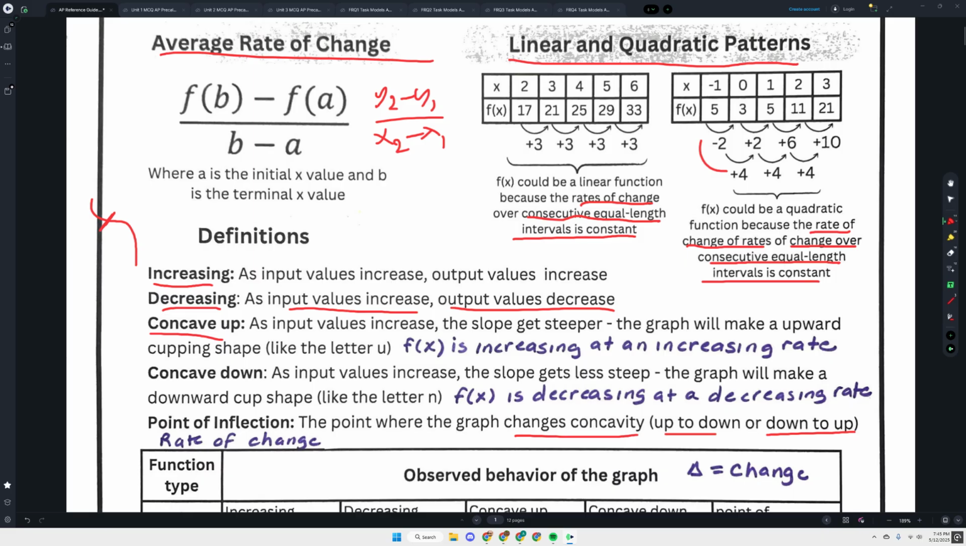What does increasing at a decreasing rate mean? It means the function is increasing, but it's concave down. So if you have this, it's increasing for this portion on the left. It's increasing, but at a decreasing rate. Does that make sense to whoever asked that question? Yeah. Okay.